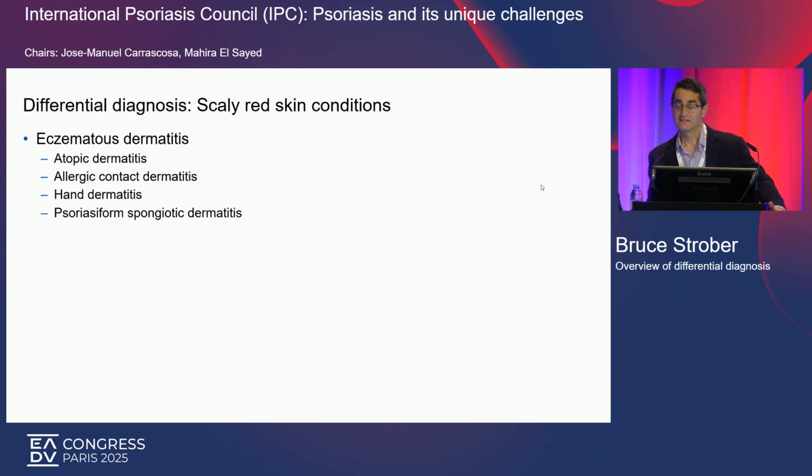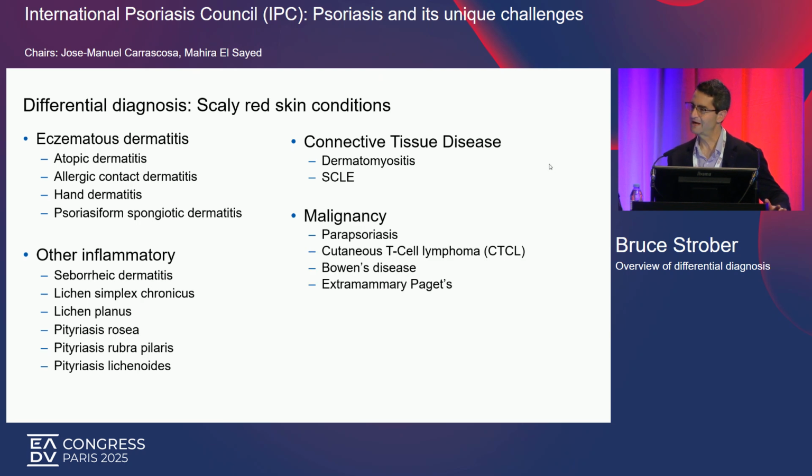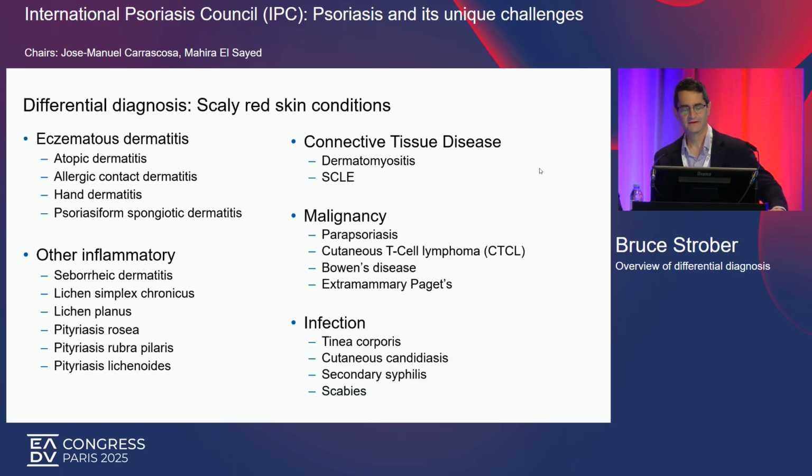something called psoriasiform spongiotic dermatitis, which often very much mimics psoriasis. Then other inflammatory conditions as listed here, very common conditions, many of them. Connective tissue disease, certain types of skin malignancies, and finally, certain types of skin infections. And you can already see here, there's a lot you have to have in your mind when you're presented with a red, scaly skin condition.